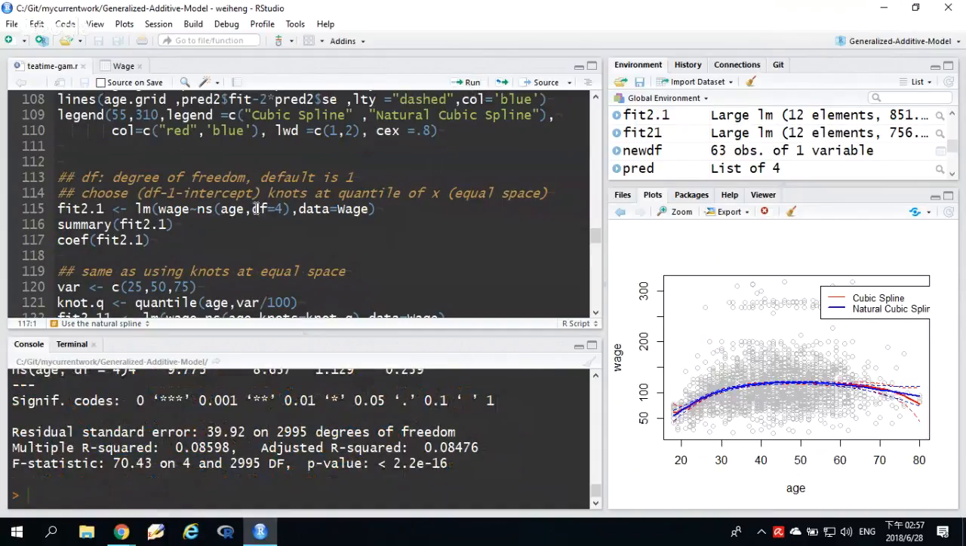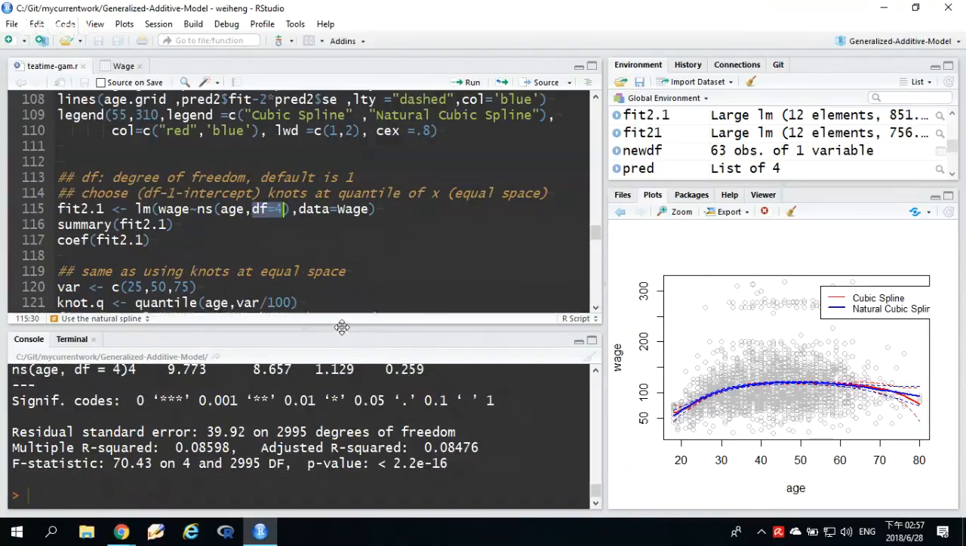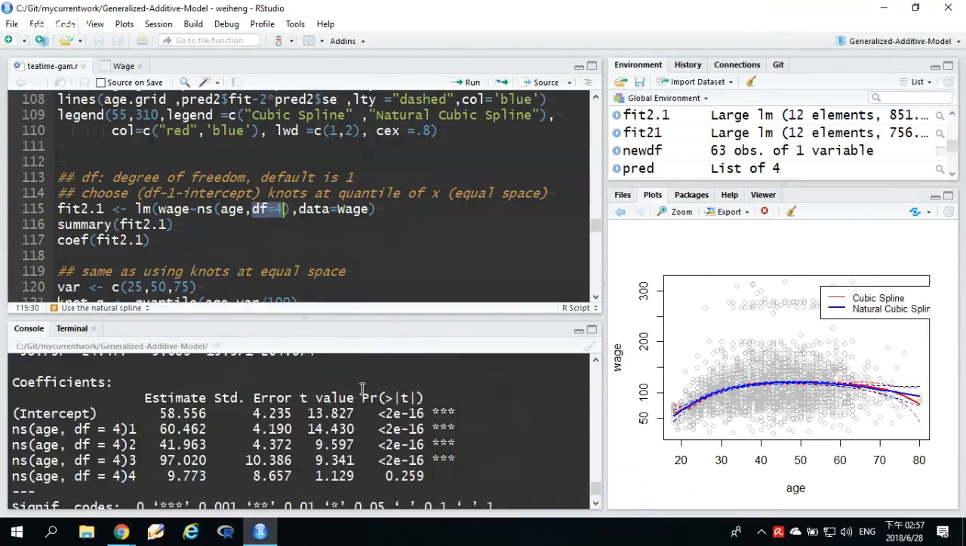So if we choose df equal to 4, then we have 3 knots, which is 4 minus 1 minus the intercept. The intercept we did not choose, so its default is false, so the intercept will be 0. So 4 minus 1 minus 0 will be 3. So in this case, we have 3 knots. And this is for the natural spline with 3 knots.